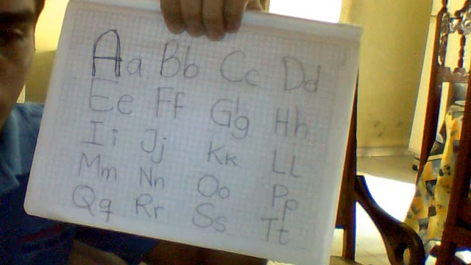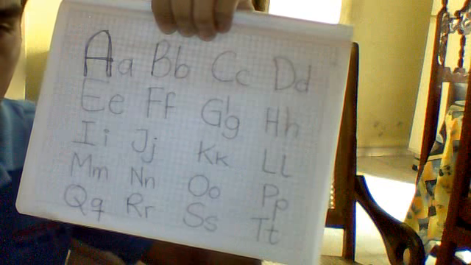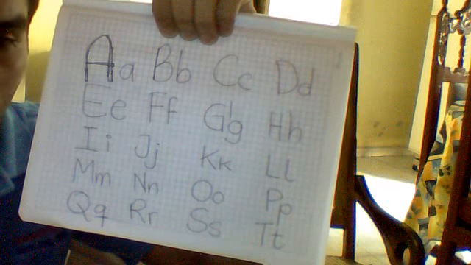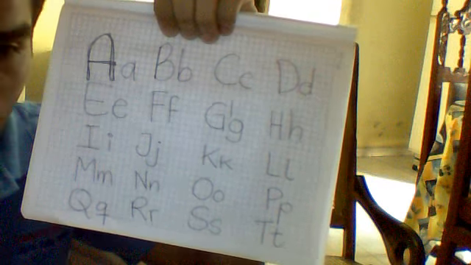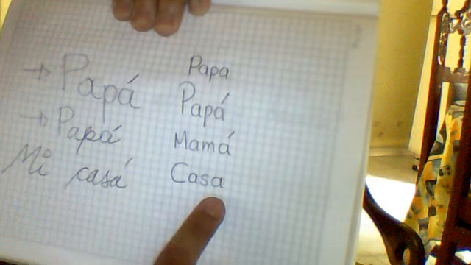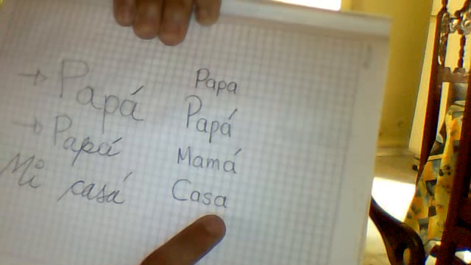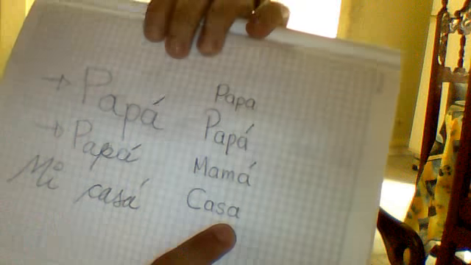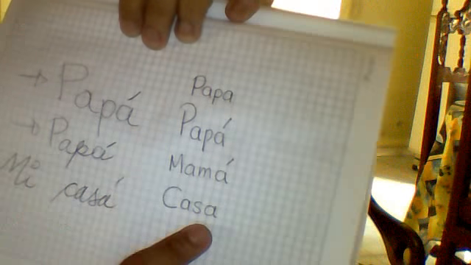German or English, the first letters you learn are these ones, the isolated letters. I call them isolated because they're not attached to each other inside a word. For example, here we have Papa, Mama, Casa. The letters are not linked to each other. They're not connected to each other. They are isolated.